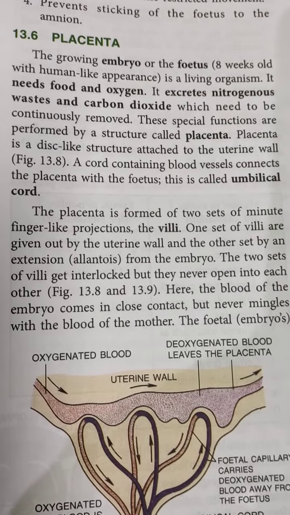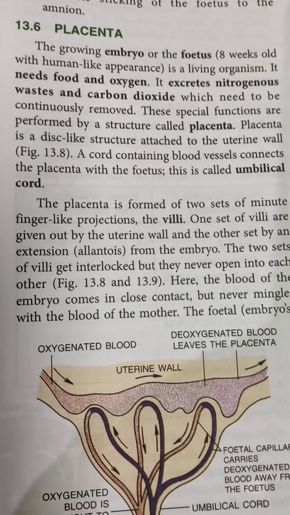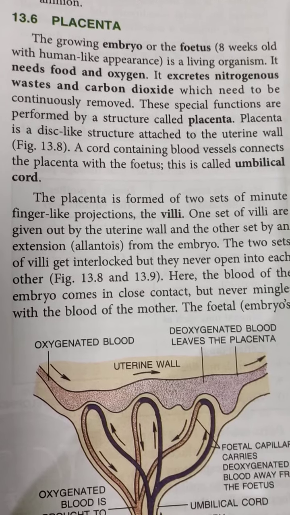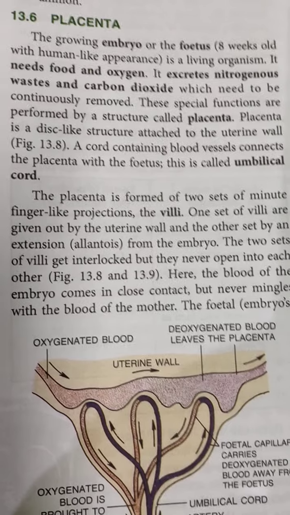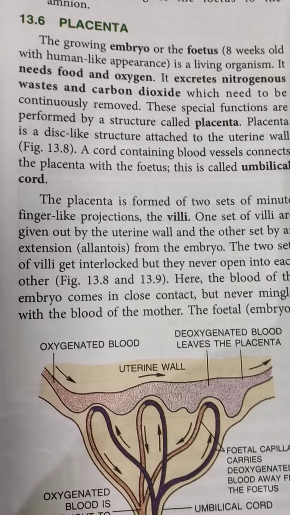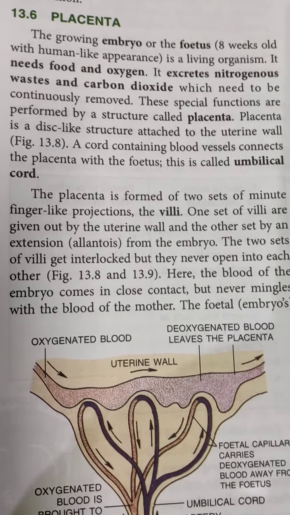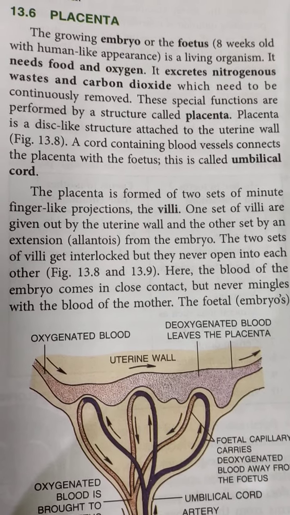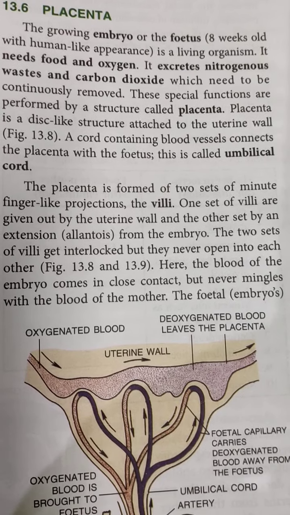The growing embryo is a living organism. It needs food and oxygen. It excretes nitrogenous wastes and carbon dioxide, which need to be continuously removed. These special functions are performed by a structure called placenta. Very important structure, and it is a disc-like structure attached to the uterine wall. A cord containing blood vessels connects the placenta with the fetus. This is called umbilical cord, another very important term which you must remember.